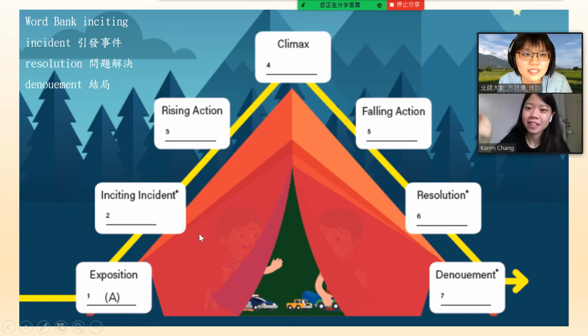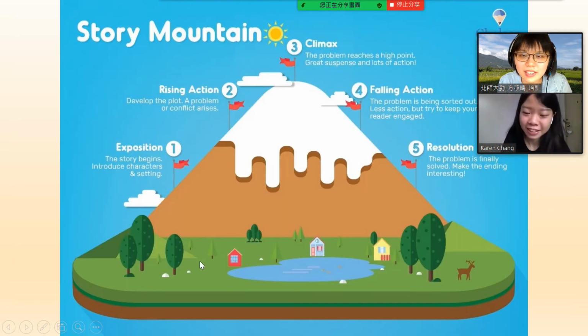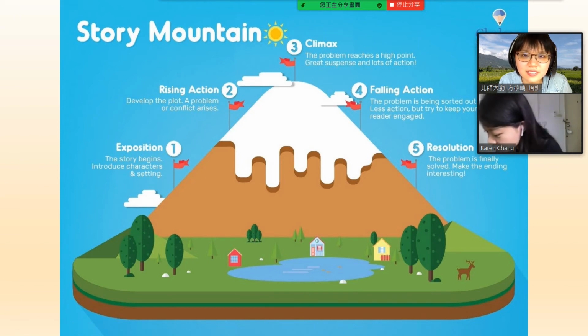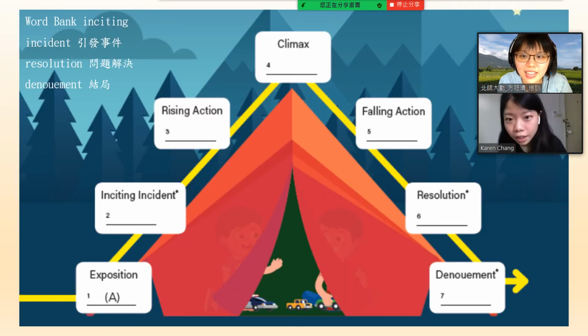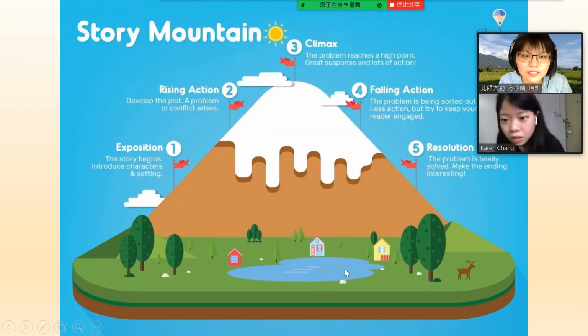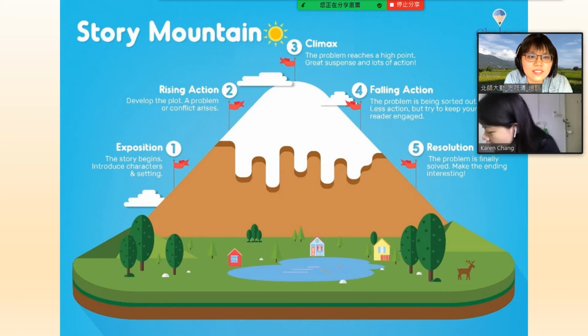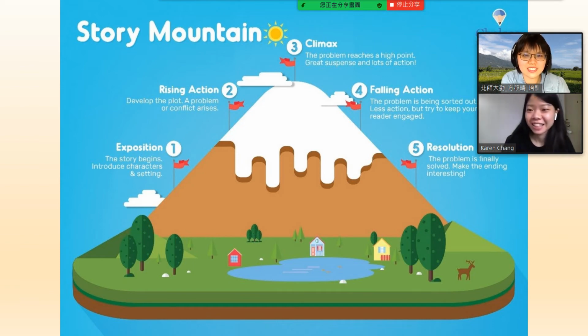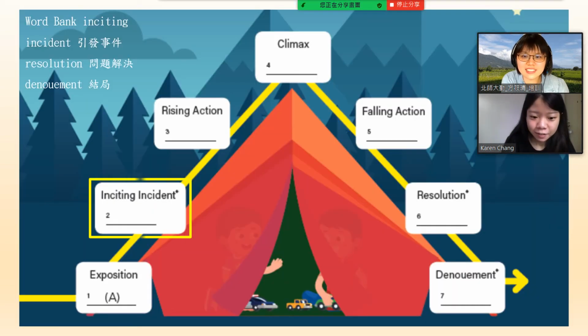Teacher, can you show the previous slide? So we got inciting incident here. And also, what is that? Denouement. Yes, the last one, denouement. Correct. Okay, so here are the two.